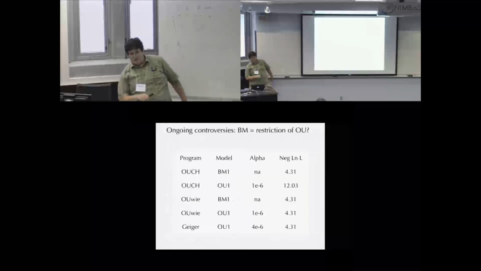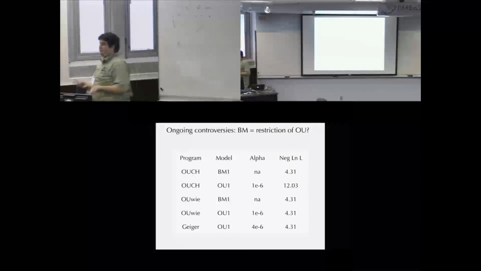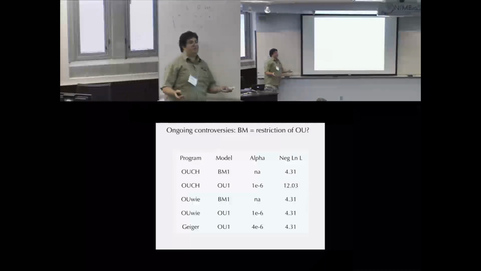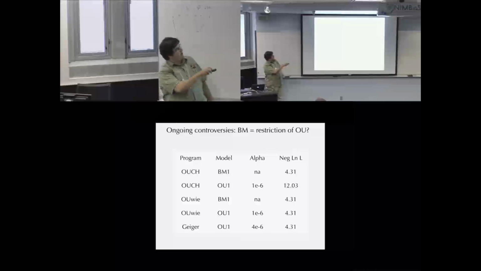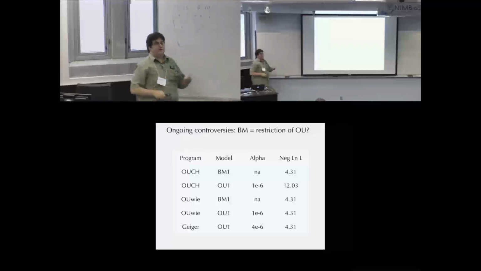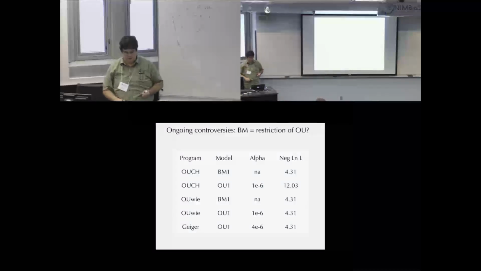Okay. Another issue to be careful of is Brownian motion a restriction of OU, right? So you'd imagine if I have an Ornstein-Uhlenbeck process and alpha goes to 0, what should happen to the likelihood? Brownian motion, right. And so in some of the programs, that happens, where as you get a very, very low alpha, the likelihoods converge. But in some, they don't. So in OUCH, it goes to a different number because of how they handle the root state. And so that's something to be careful of when running these as well.